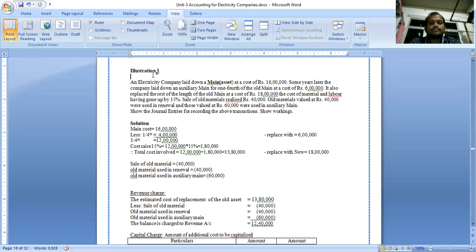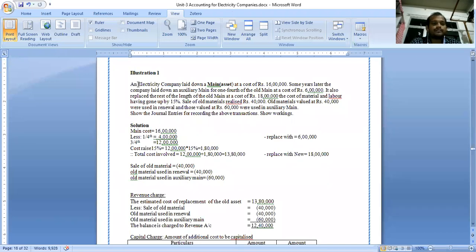So illustration 1. An electricity company laid down a main. So main in electrical companies, some mains they will use as an asset. So a main asset at a cost of 16 lakhs. Some years later, the company laid down an auxiliary main for one fourth of the old main. So one fourth of the old main they are utilizing as an auxiliary main. In the sense they repaired it at a cost of 6 lakhs. So one fourth got repaired.